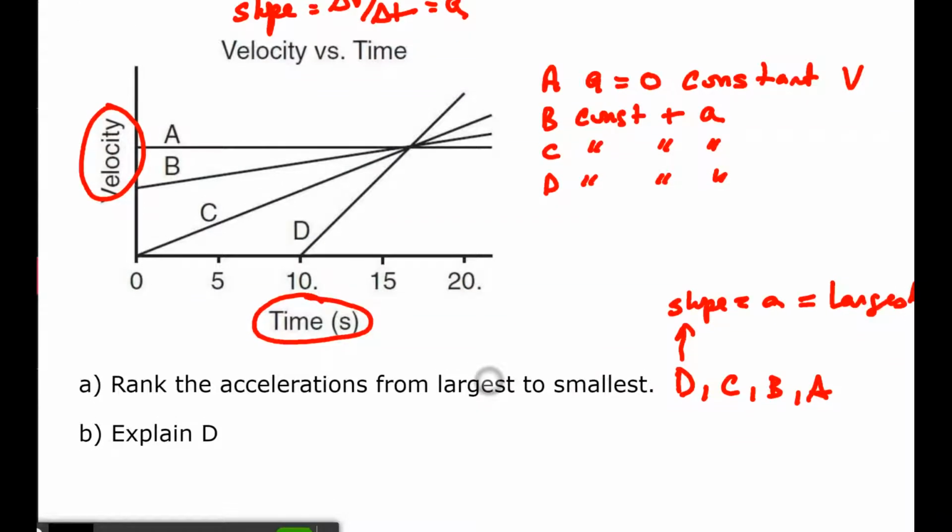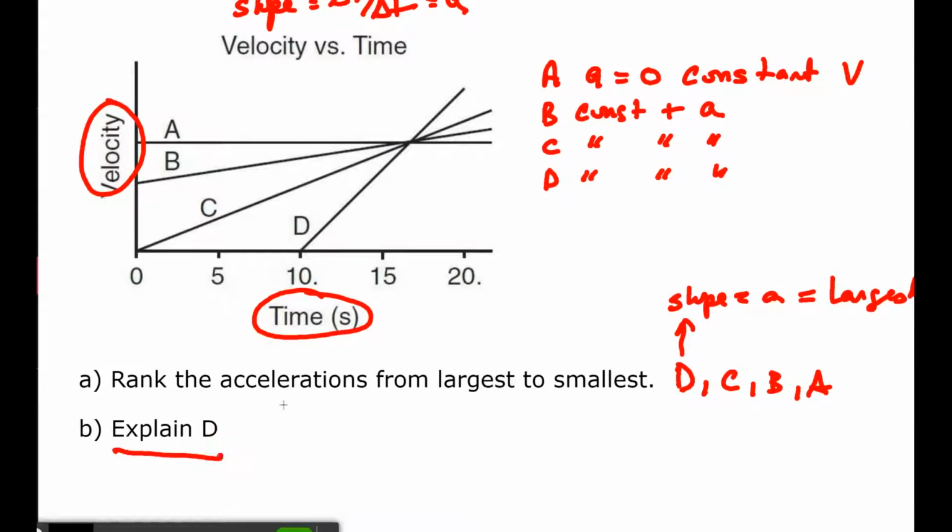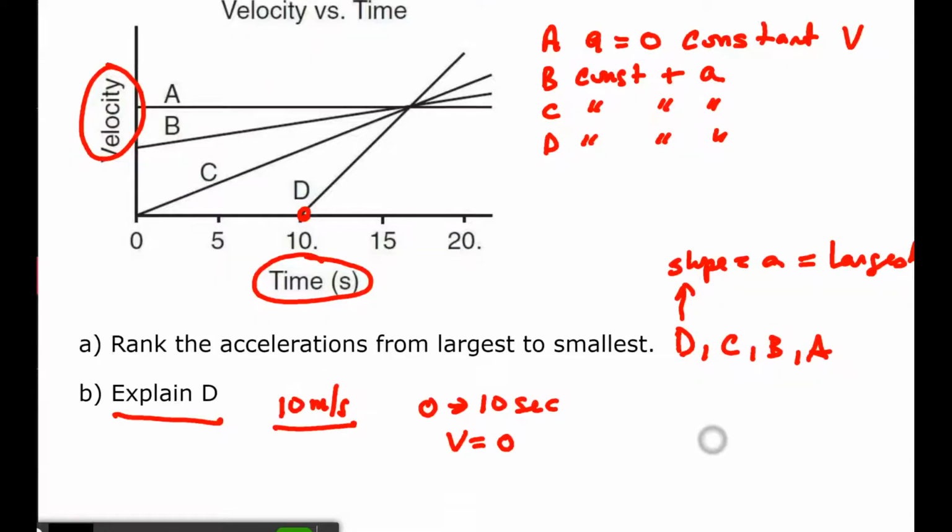Okay, explain D. Now, what happened in D? It started at 10 meters per second. While everybody was moving for the first 10 seconds, take a look at D. From 0 to 10 seconds, D was not moving. It had no velocity at all, recorded velocity. And then after 10 seconds, it had the greatest acceleration because it had the greatest slope.